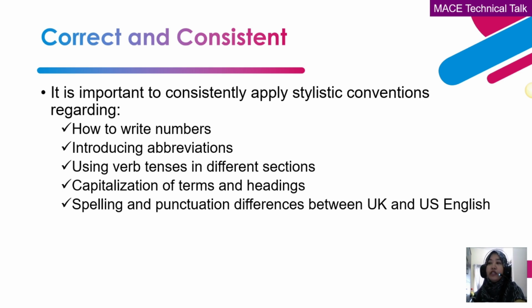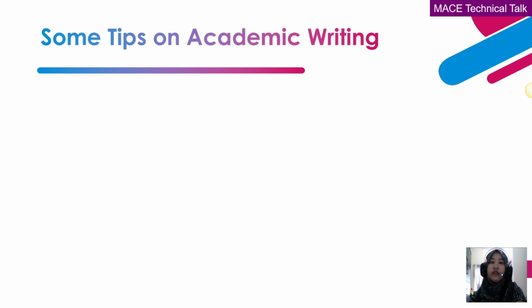Spelling and punctuation differences between UK and US English. So please make sure that you are using only one version of English in your article. Do not mix them up. In some cases, you need to carefully proofread your text before you do any submission. Okay, not just some cases, but all cases actually. So here are some tips on academic writing.